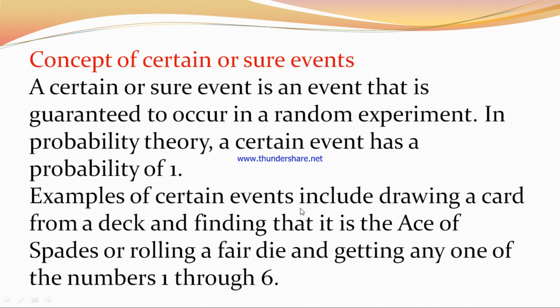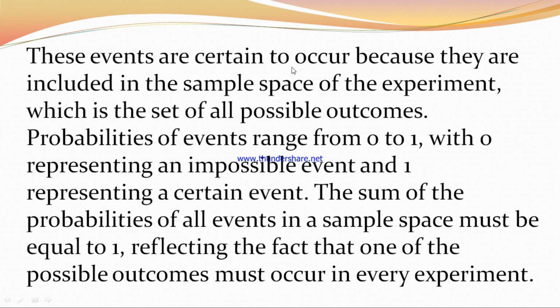Examples of certain events include drawing a card from a deck and finding that it is the ace of spades, or rolling a fair die and getting any one of the numbers 1 through 6. These events are certain to occur because they are included in the sample space of the experiment, which is the set of all possible outcomes.